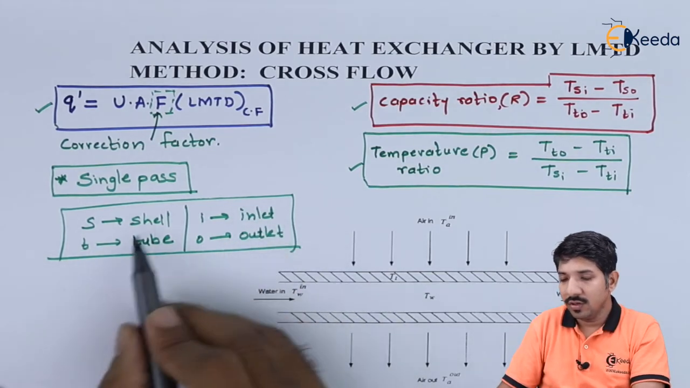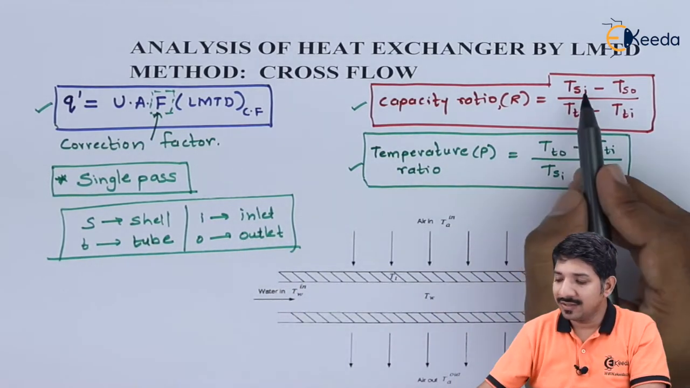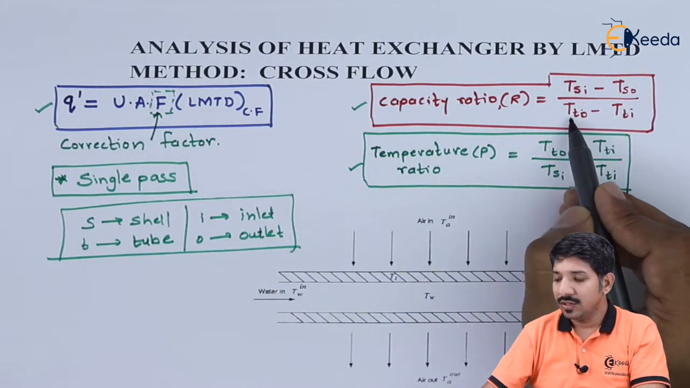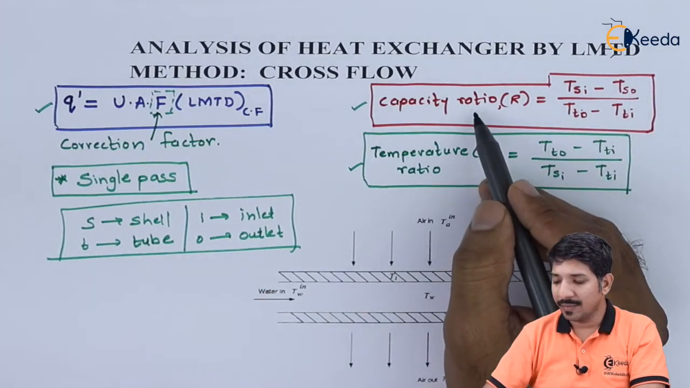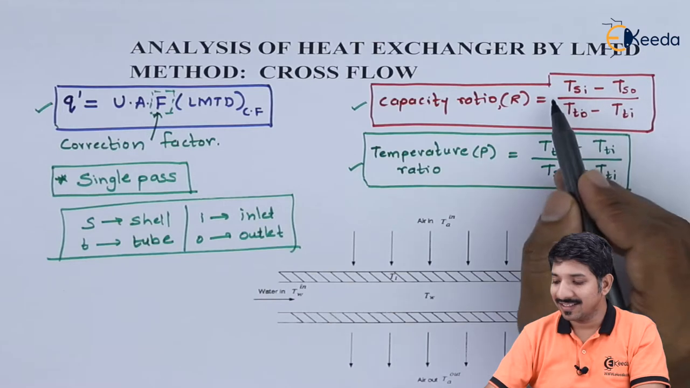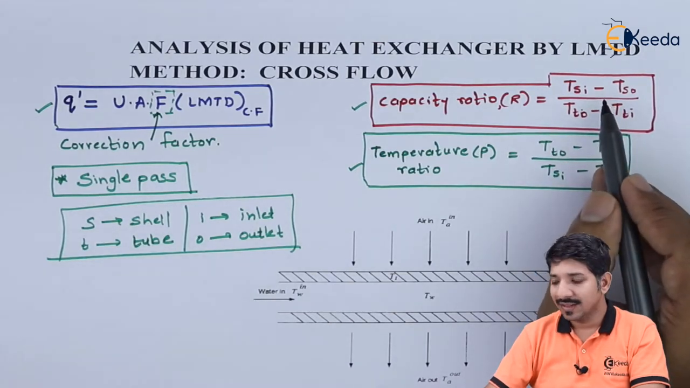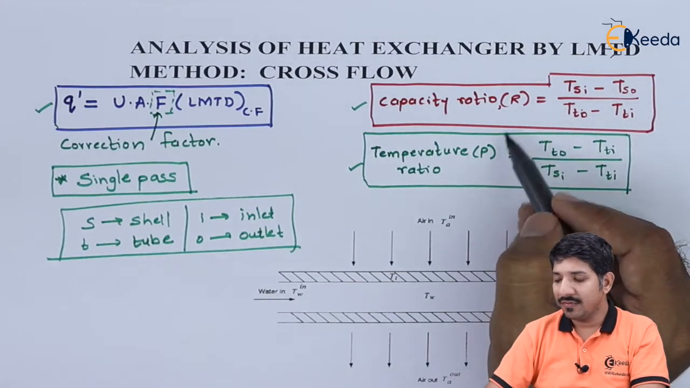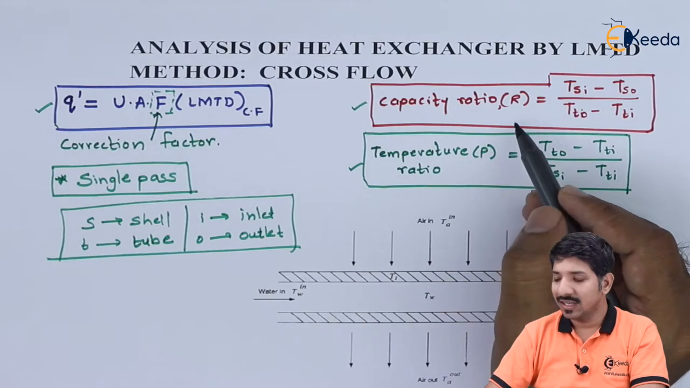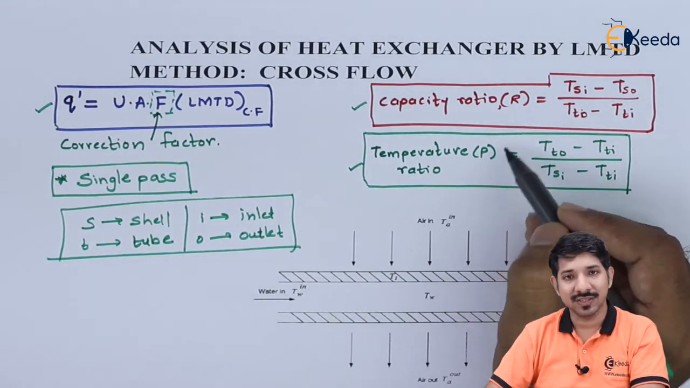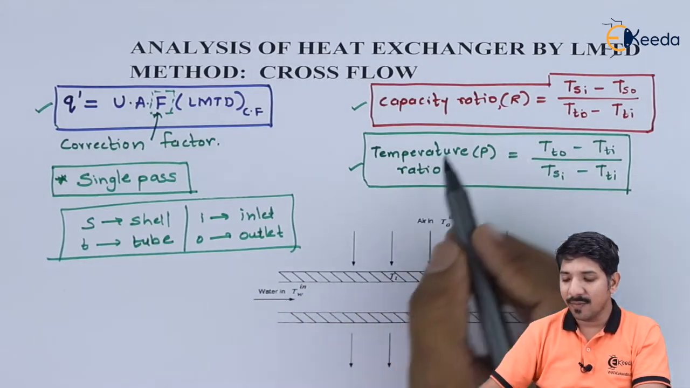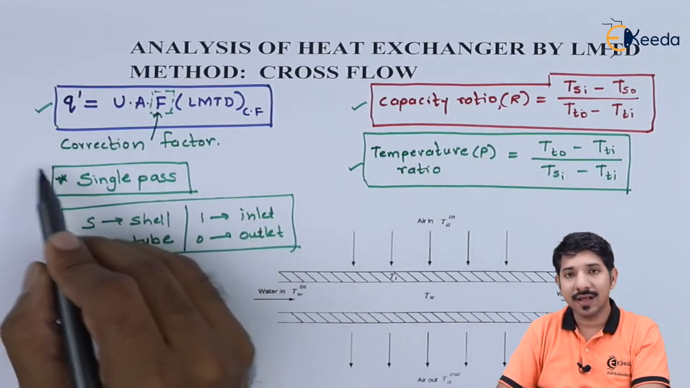So if you know the basic arrangement, I can find out this TSI, TSO, TTI and TTO. So if I know these temperatures, I can find out the capacity ratio and the temperature ratio. You can see the ratios that they have given. Now they have done this by various experiments, and they have found that for this capacity ratio and temperature ratio, they have plotted a graph. With the help of the graph, we can find out the correction factor.